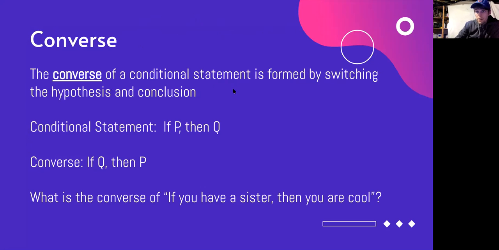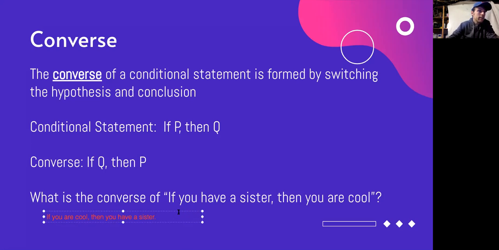All right, the converse. The converse is formed by switching the hypothesis and the conclusion. So if our original conditional is if P, then Q, the converse would be if Q, then P. Easy enough. Let's go ahead and do this. What is the converse of if you have a sister, then you are cool? So that means if you are cool, then you have a sister. Easy. Right? We took our statements and we switched them.